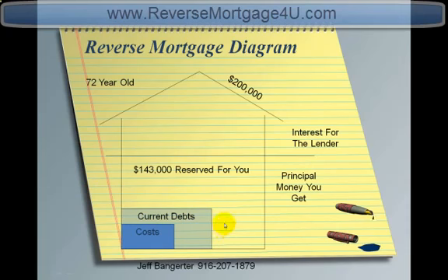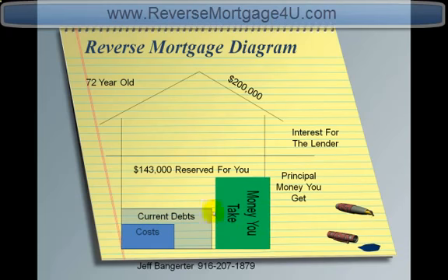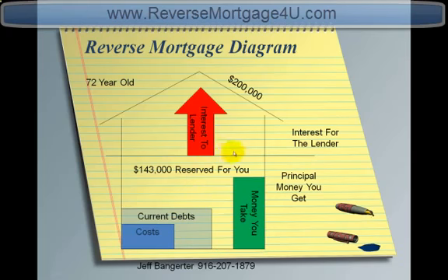All right. Then we would have money that's available for you. And you could take either all of this money that's available, whatever's left after the costs and the current debts, or you could take a monthly income, or you could open a line of credit and just take money as you need it or want it. So very straightforward there. And then above the line is reserved for the interest to the lender.